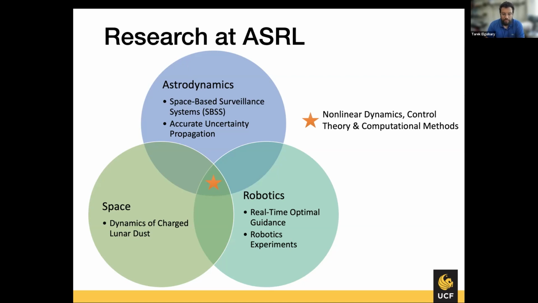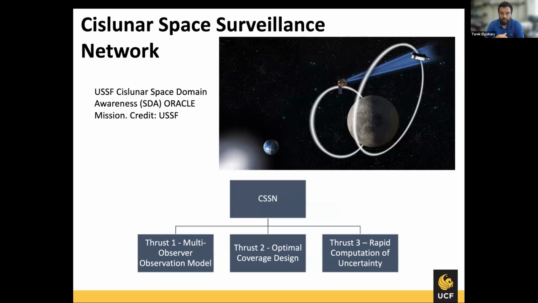Today, the talk will be mostly about the astrodynamics portion of my research, and that is related to the Cislunar Space Surveillance Network. As you might have heard, with Space Force, NASA, Capstone, there's a lot of activity that is going to be happening in the space between the Earth and the Moon. Sometimes they call it ex-geo, or sometimes it's also called cislunar space. This space is quite vast.